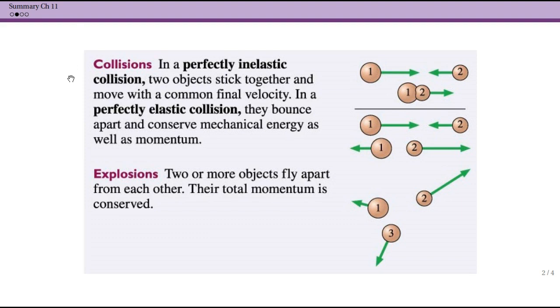One of the big applications of this is the idea of collisions. There are two main collision models that we use, and note that these are models. One is the idea of a perfectly inelastic collision, in which two objects stick together such that their final velocity is the same. A second one is a perfectly elastic collision, in which they bounce apart. In this case, mechanical energy is conserved. In both of these situations, momentum is conserved. We in fact would say that momentum is conserved for any isolated system.